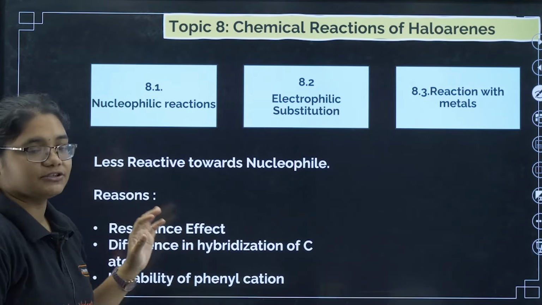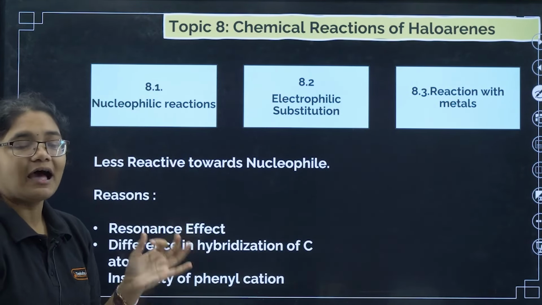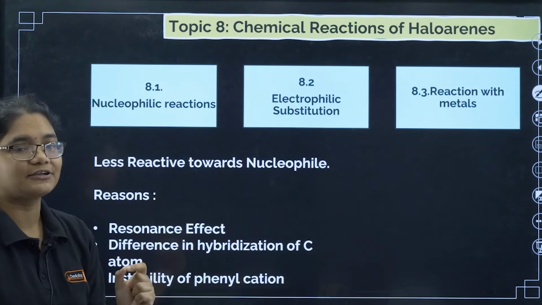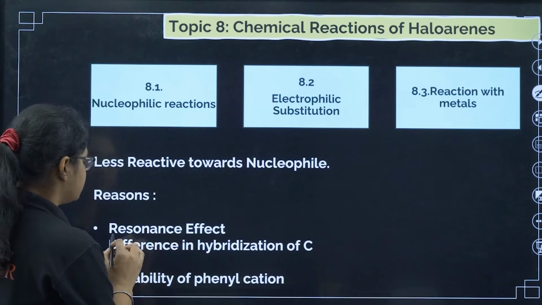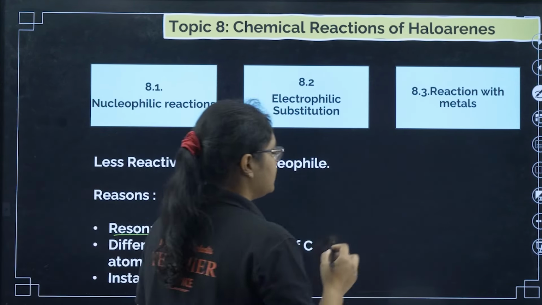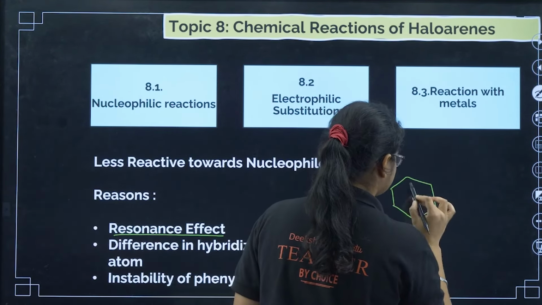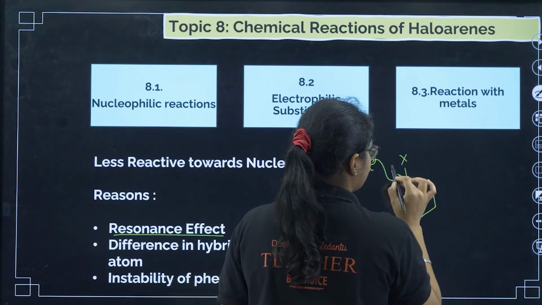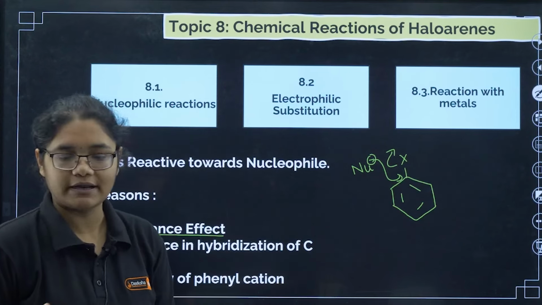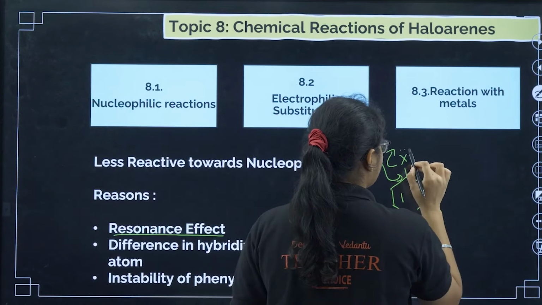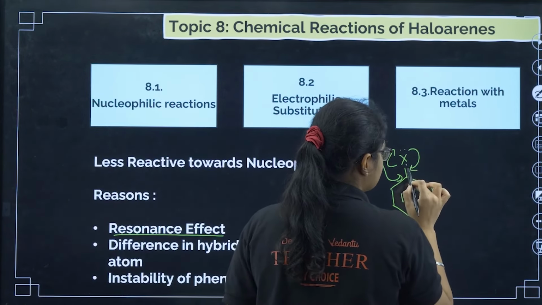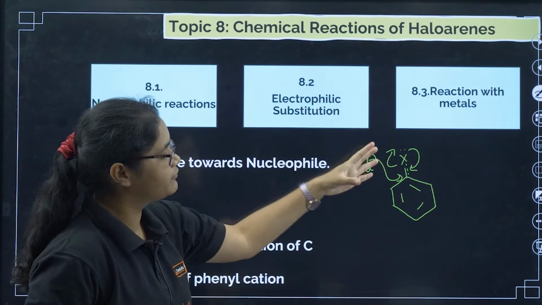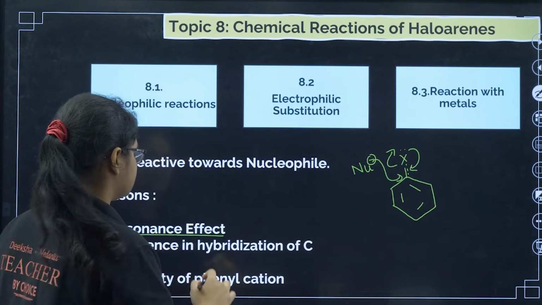Now in nucleophilic reactions, you have to understand that haloarenes are much less reactive to nucleophiles. They do not show nucleophilic reactions easily. Now what is the reason for that? First is the resonance effect. In a nucleophilic reaction, what should happen? This is X, this is the nucleophile, right? The nucleophile should come here and X should go. That should be the normal reaction. But here, this lone pair of X is in resonance. So there is a partial double bond character here. This bond is very strong. So it is not easy for a normal nucleophile to come and remove the X. So that is the resonance effect.